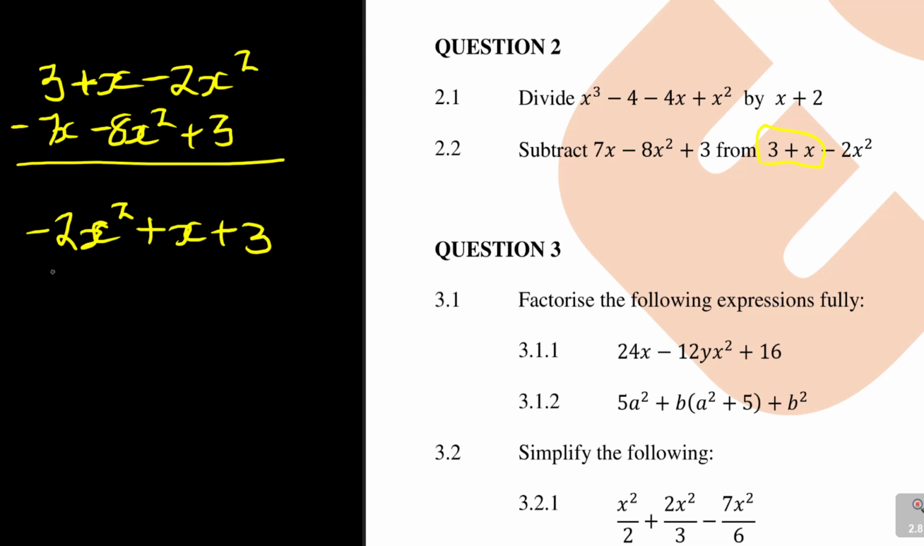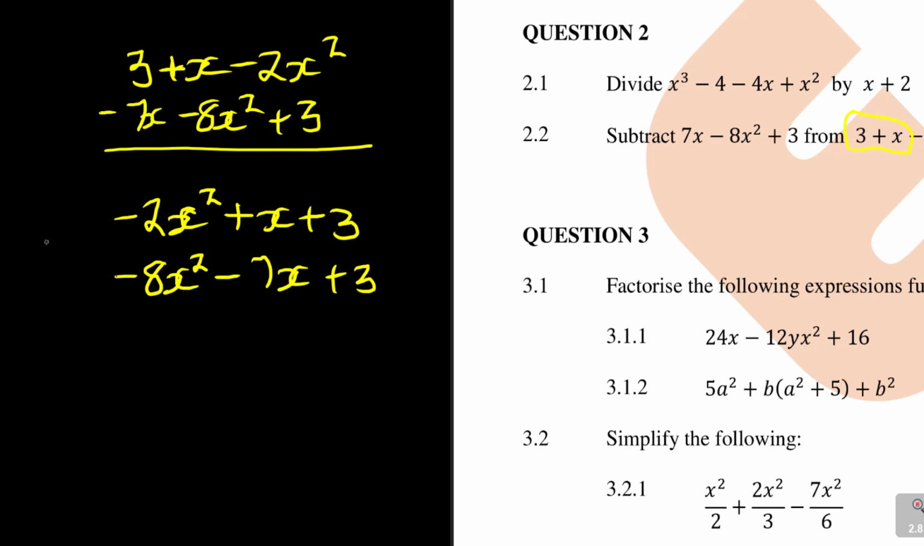So what about the second one? Minus 8x to the power 2, minus 7x plus 3. It's a matter of rearranging. But don't forget, actually I'm the one who did wrong here. 7, remember this is not minus, it's the minus we used. So for now 7 is positive. Then I say minus because they said subtract.